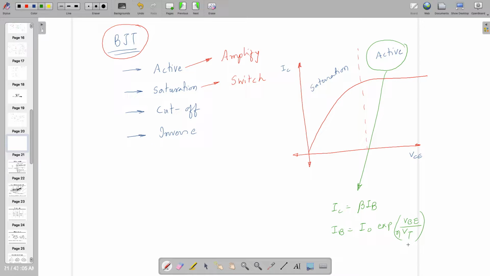So these equations are valid only in active mode of operation, and here only you can have the amplification. Otherwise, there is no amplification. If you are in saturation mode of operation, you can have only and only the transistor as a switch. Okay, so this was just referring to BJT.